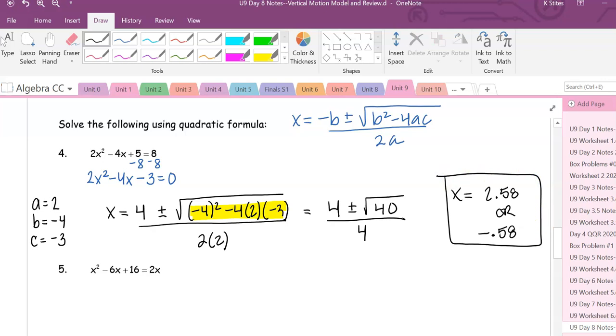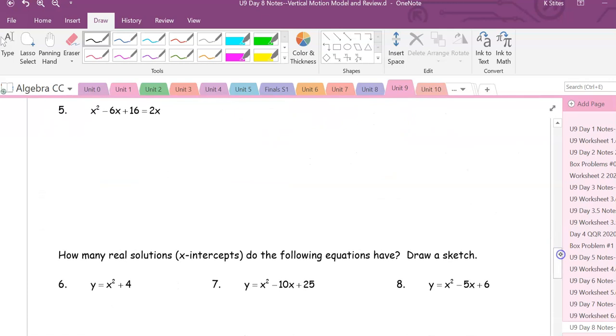Okay, and there are your 2 answers. All right, let's go ahead and give number 5 a try. Again, we cannot use quadratic formula until we have an equals 0, so we will have to minus this 2x over. Make sure you line it up underneath the 6x, because those are like terms. -6x minus 2x is -8x.